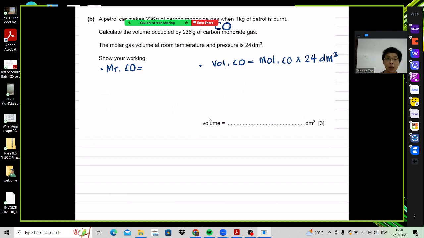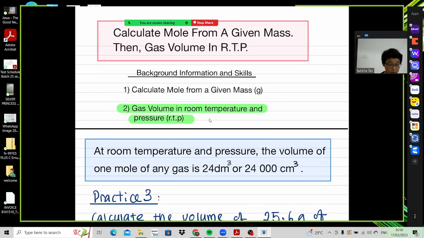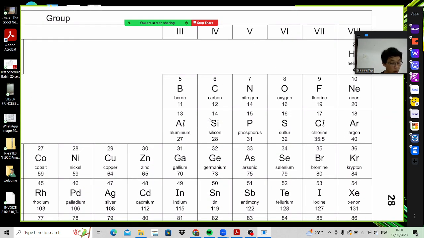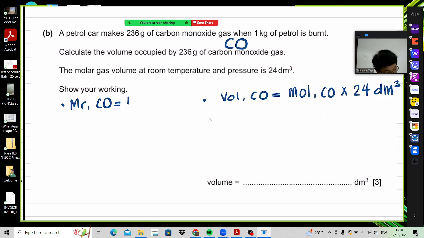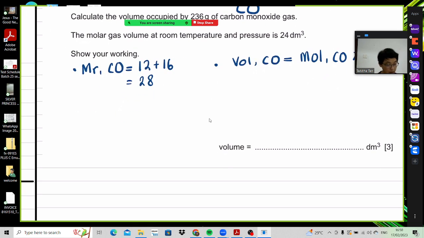Let's go to the periodic table. If you're not yet familiar, let's go to carbon. We know that it is 12. Oxygen, it is 16. Then let us go to our questions there. Here we go. So carbon, let's put in 12, and one oxygen, just put in 16. So that is 28.